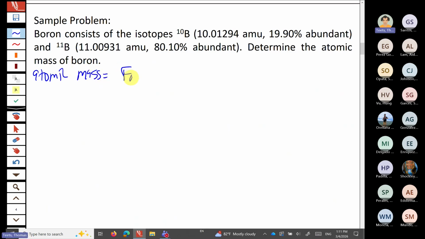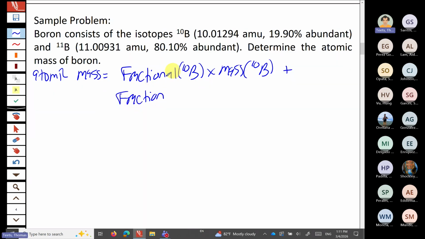So we need the fractional abundance of the first isotope. Boron has two isotopes, boron 10 and boron 11. So the fraction of that isotope multiplied by its mass, and then add that to the fraction of the second isotope multiplied by its mass. So again, only two isotopes to consider here, so that makes the math a little bit more straightforward.